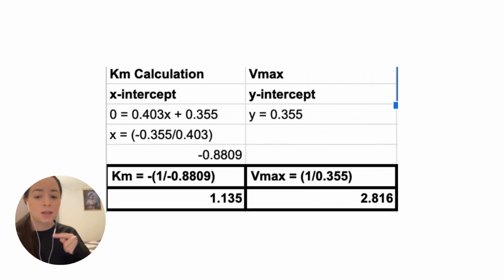Since Vmax actually increased, I don't think that this is an inhibitor. This looks more like an activator, because activators increase Vmax while inhibitors usually decrease Vmax.